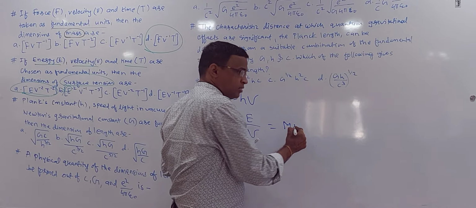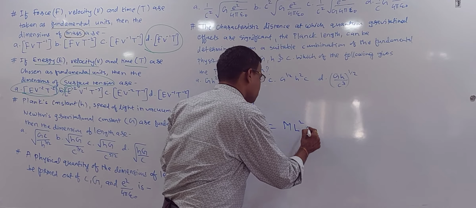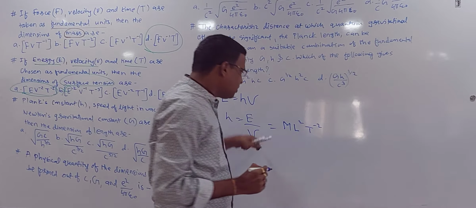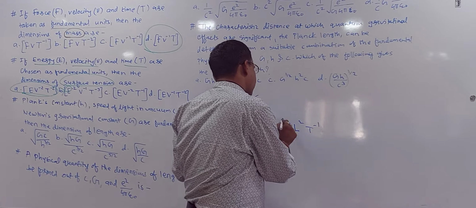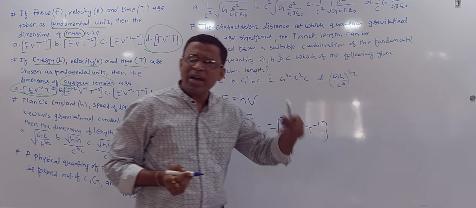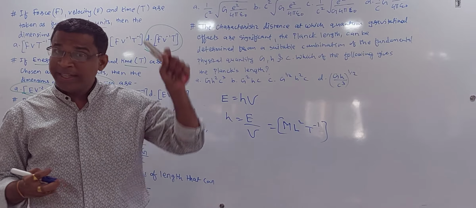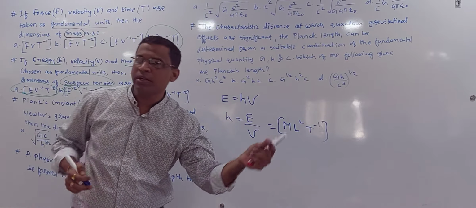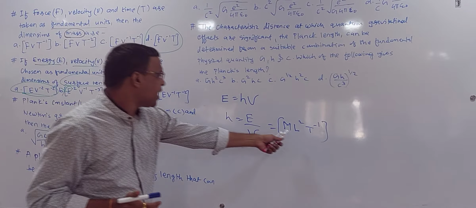M1 L2 T minus 2, because force into displacement. And then T. So T minus 1. This is my Planck's constant. Many times they directly ask the dimensional formula for Planck's constant in NEET. It's a very 5-second question, so quite a bit you need to remember. Fine, so that is my Planck's constant.